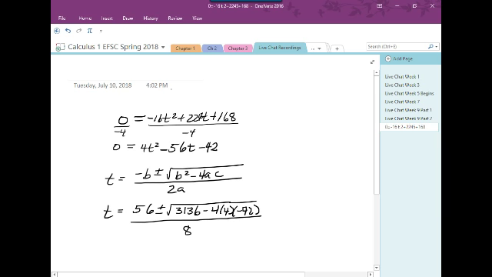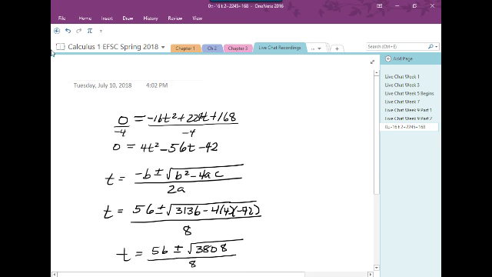So let's see what's under that radical there. It's going to be 3136 minus 4 times negative 42, which is going to be 3808. So we have t equals 56 plus or minus the square root of 3808 all divided by 8. Is that a perfect square root? 3808? No.